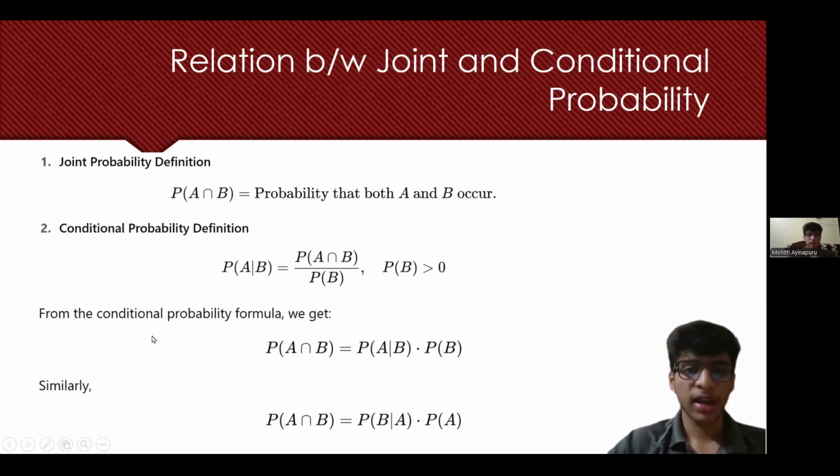Similarly, if A has already occurred, P of A intersection B equals P of B given A times P of A.